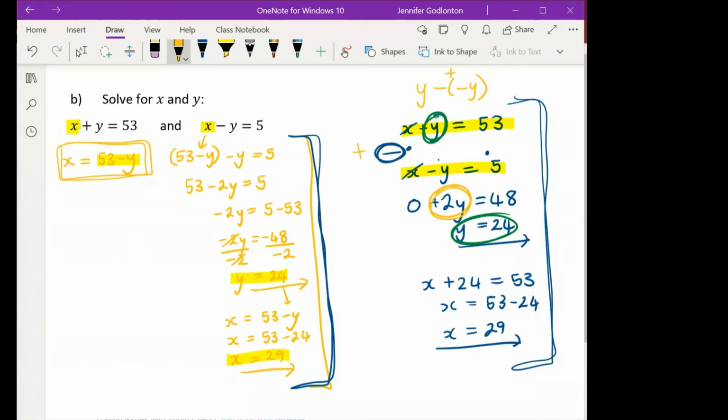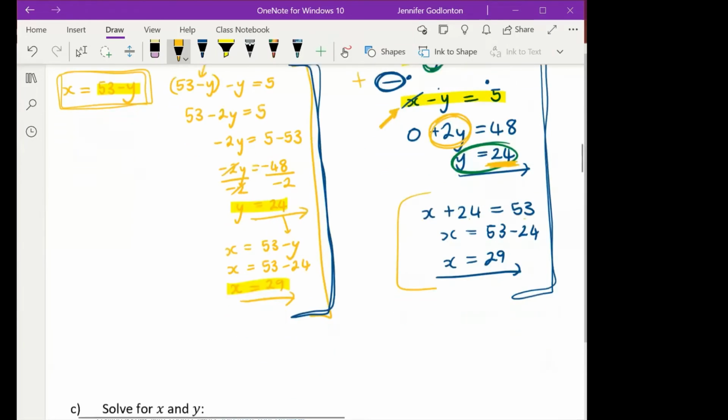So ma'am, how would you interpret the answer for your x into the next step? For this part over here, I'm just choosing either one of my equations. So I chose this first equation over here. I have x plus y equals 53. So I know my y value is 24. So I'm just going to say x plus 24 equals 53. But I could have chosen either. I could also have chosen this equation over here.